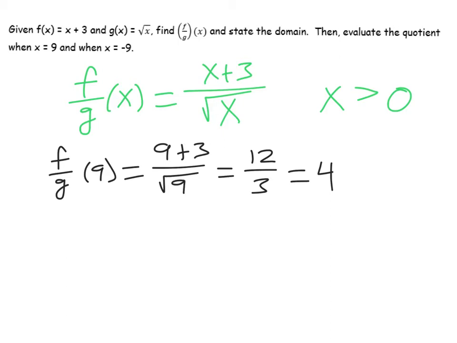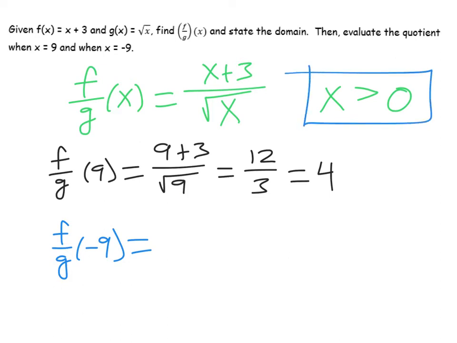Check out down here. I'm going to do f over g of negative 9. Right away, I'm looking at this, I'm like, okay, we had just established up here the domain is x greater than 0. So right off the bat, you're putting in a number that's not in the domain, okay? Which I think is okay for us to see. Because again, based off the definition of domain, we know that we're not going to get a real number as an answer.